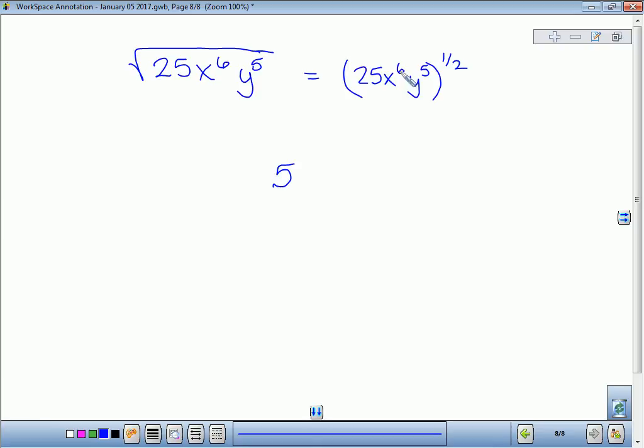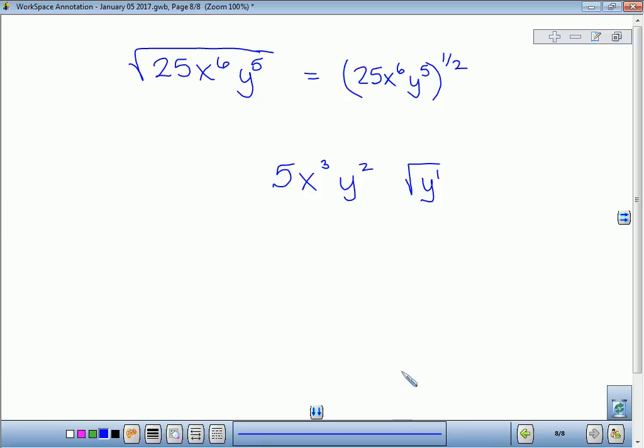Now what happens when I raise this 6 to the 1/2 power? Can I take half of 6? Yeah, what is half of 6? 3. It gives me x to the 3rd, doesn't it? Now, when I take half of 5, I get a decimal. But how many times does 2 go into 5? Twice. How many is left over? 1. 2 goes into 5 2 times, and 1 is left over.